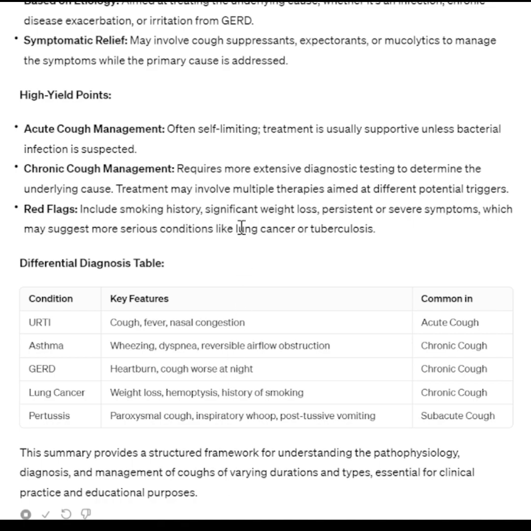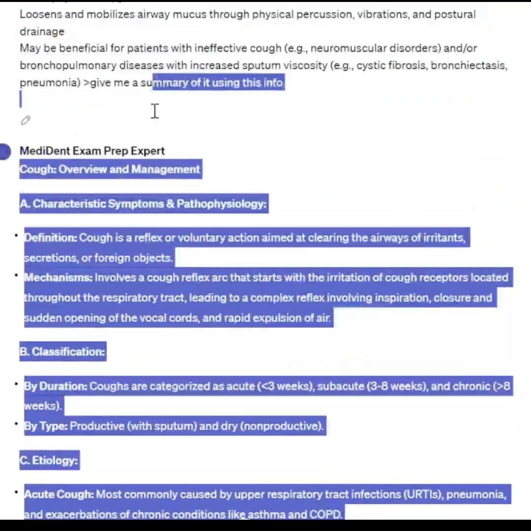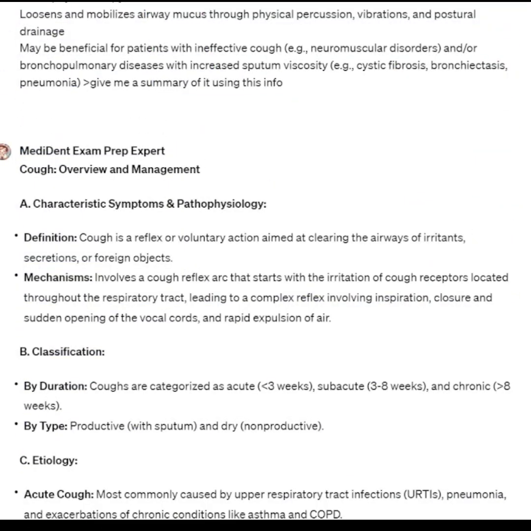Cough. Overview and management. A. Characteristic symptoms and pathophysiology. Definition. Cough is a reflex or voluntary action aimed at clearing the airways of irritants, secretions, or foreign objects. Mechanisms. Involves a cough reflex arc that starts with the irritation of cough receptors located throughout the respiratory tract, leading to a complex reflex involving inspiration, closure, and sudden opening of the vocal cords, and rapid expulsion of air.